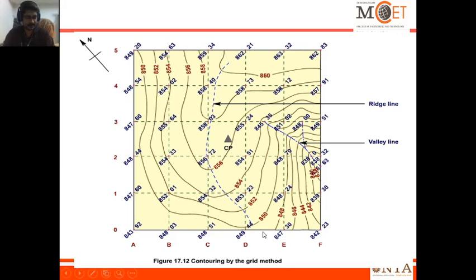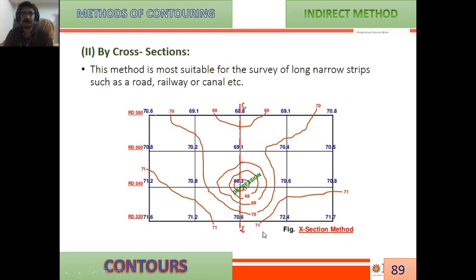Both the names are the same. Next, by cross section, this is predominantly applied for the construction of road, railway or canal, since the center line must be split into two equal halves.